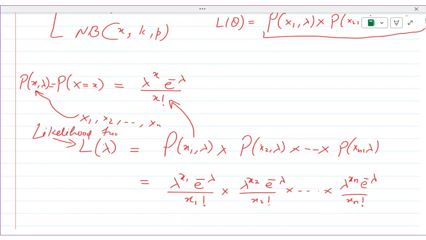Same we can do for the normal distribution. Same we can do for the binomial distribution. Any doubt? Is this clear?